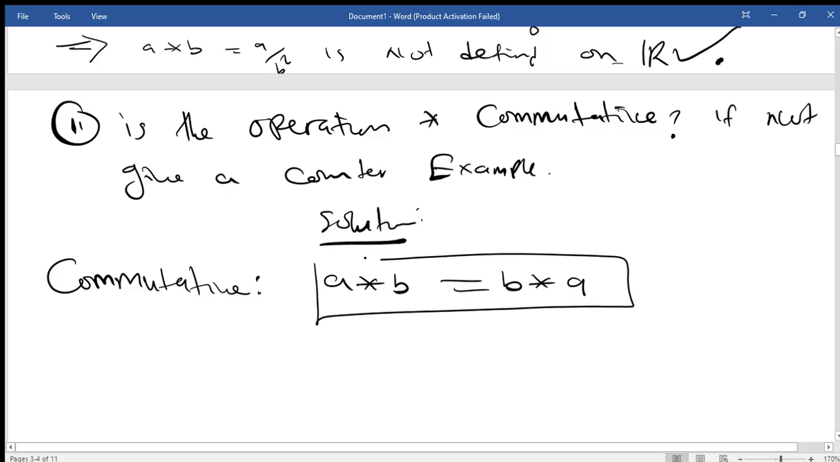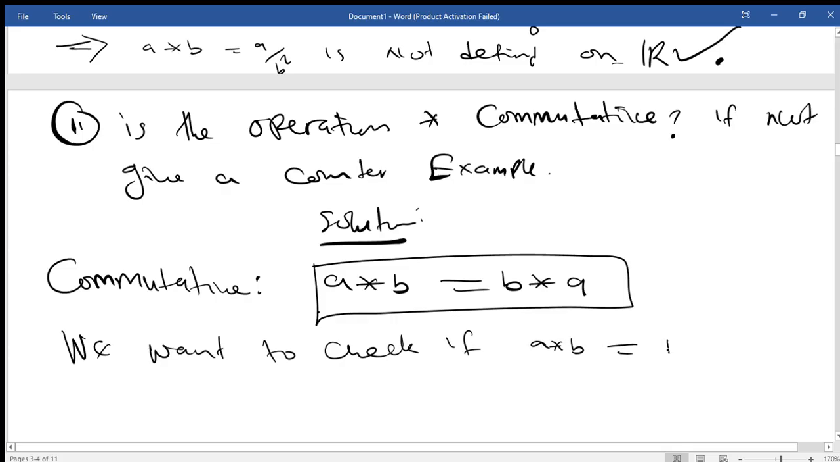So the order here does not matter. If I start with A star B, the answer should be the same as B star A. If the two answers are not the same, then we can conclude that the operation is not commutative. That's what we are saying. So we want to show that, we want to check if A star B is equal to B star A. That's what we want to check.